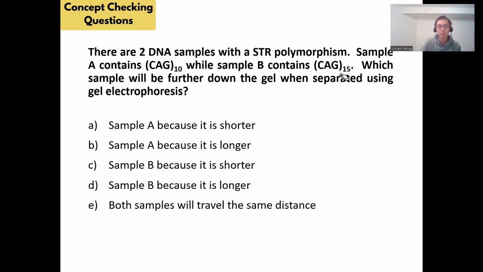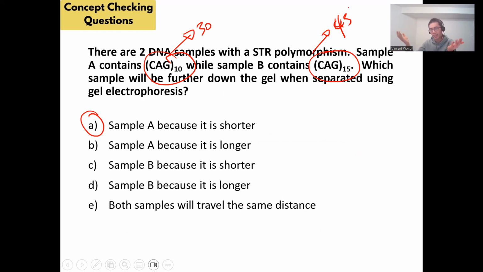There are 2 DNA samples with STR polymorphism. Sample A contains CAG10, the other contains CAG15. Which sample will be further down the gel when you separate it? Well, 10 is shorter than 15, right? So it's gonna be further down. So sample A. This one is 30 base pair. This one is 45 base pair.